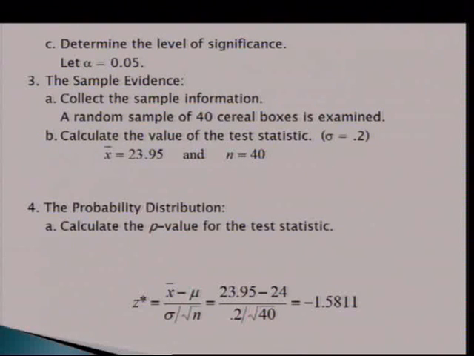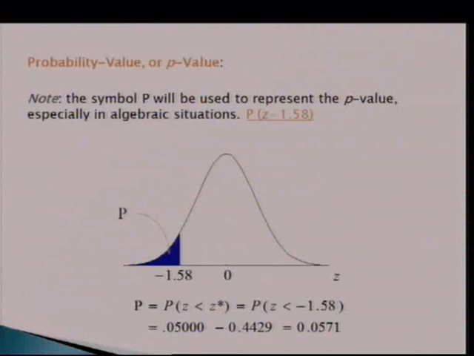Now we have to calculate the test statistic. This test statistic is nothing but x bar minus mu divided by sigma upon the square root of n. Here the sample mean is 23.95 and the population mean is 24. So 23.95 minus 24 divided by the standard error, sigma by square root of n, 0.2 by square root of 40, is minus 1.5811. Based upon this, we will calculate the p-value, that is the probability of the test statistic.